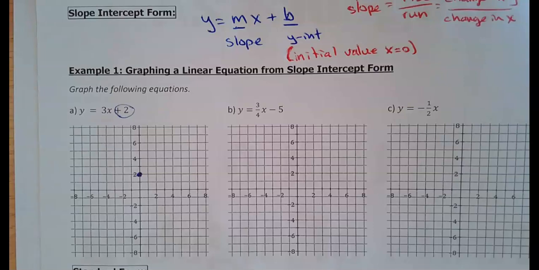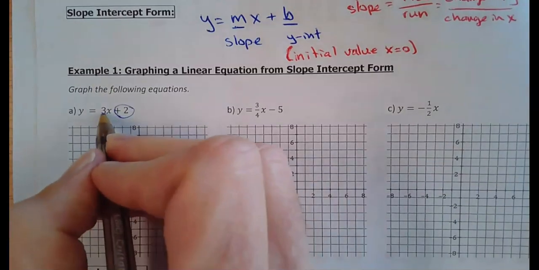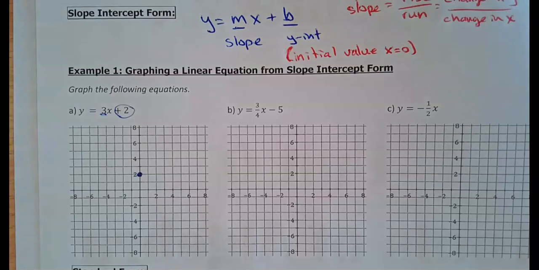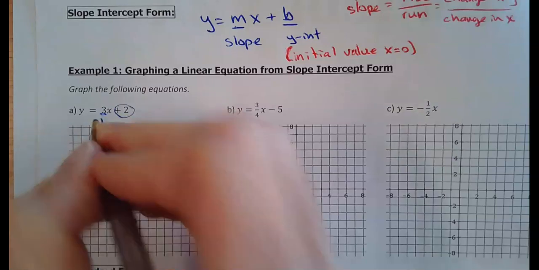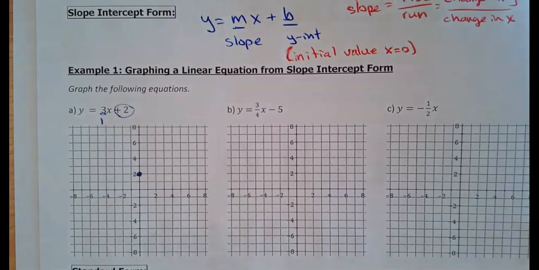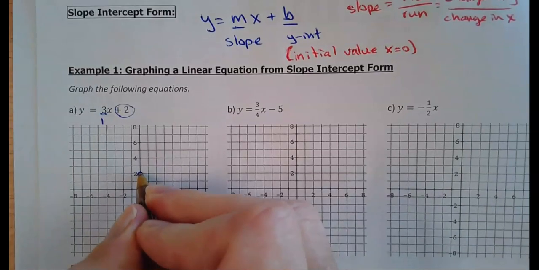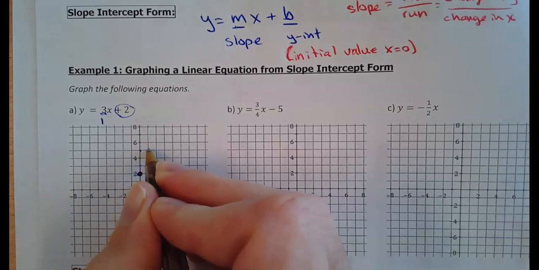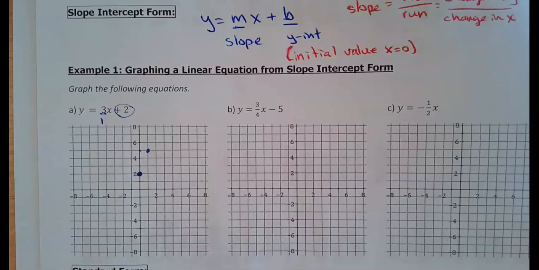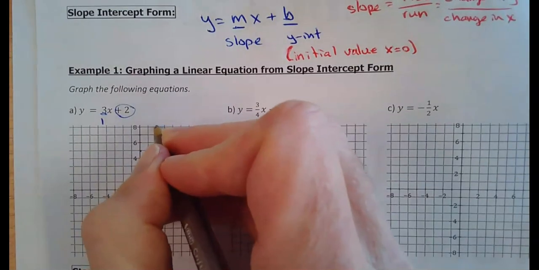And then from that point, my slope is 3. Now I need it to be a ratio. 3 over what would be on the bottom? There's no number on the bottom here. It's over 1. So think of this as a 3-to-1 ratio. I'm going to go up 3 units for every 1 unit to the right. And the reason I know it's up is because it's positive. So from this first point, I'm going to go up 3 units: 1, 2, 3, and then go over 1 unit. And I want to continue doing that. So up 3 units, over 1.